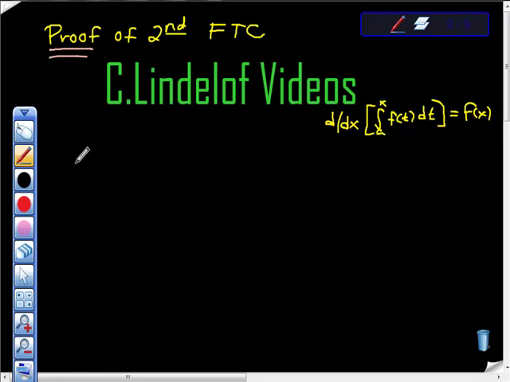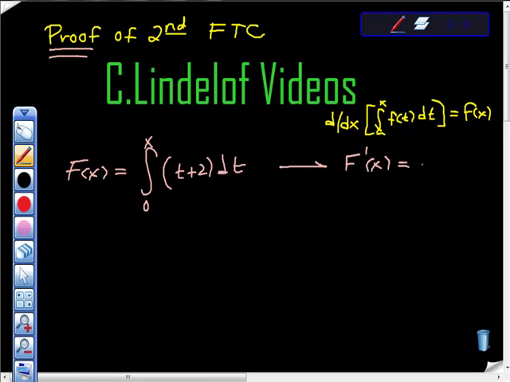Please be reminded that we have a function that is a definite integral, and this one is F(x) equals the integral from 0 to x of t plus 2 dt. We're asked to find f prime at x. I'm trying to convince you that f prime at x should be equal to x plus 2. Instead of just doing this, which is what you should do on the exam, I'm going to actually prove this out a little bit.